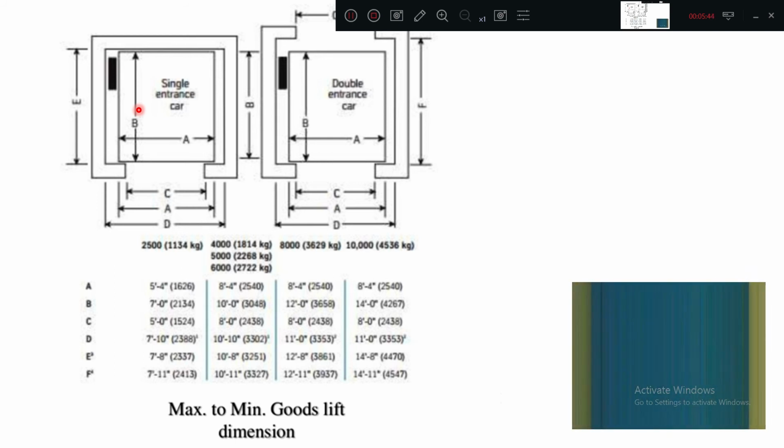Inside car. And here it is CAD. Okay, what is this A? Same thing, no? Inside clearance. What is this C? Door opening. It's called as a door opening. It is called as wall opening. Okay, it's called as wall opening. What is this? Total stairwell dimension.